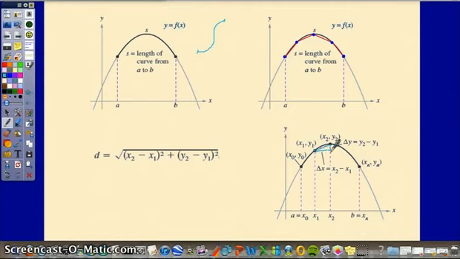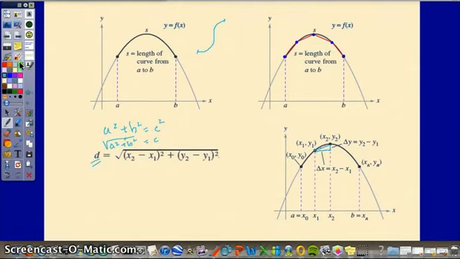Subtracting the x values gives us the length of the other side. Squaring both of those, adding them together, and taking the square root will give us c. Remember, a squared plus b squared equals c squared, but if we're solving for c, we would take the square root of a squared plus b squared. And of course, that's where the distance formula comes from.